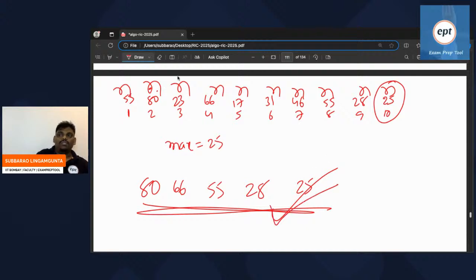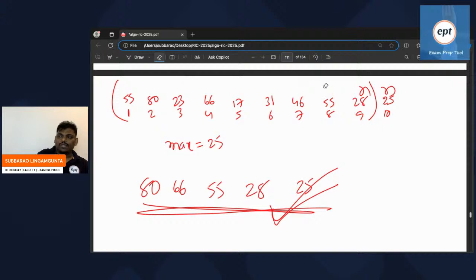Now compare with other elements. See, a new element is coming. So let me remove unnecessary elements. So the first element itself is the leader from the right hand side. Now that will be compared with other elements. So now people are asking, sir, how can I say 28 is a leader or not?